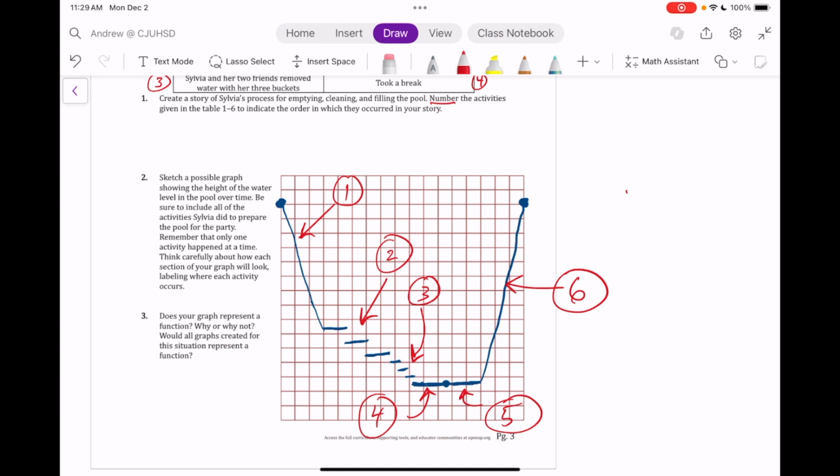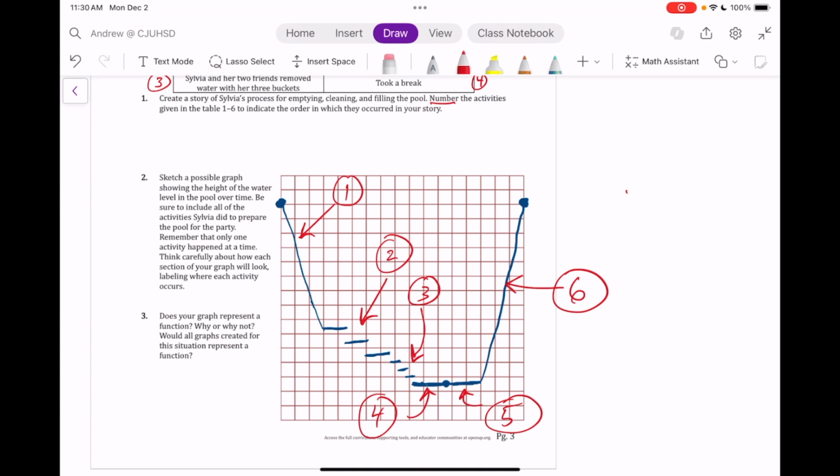You see the places where the graph is discrete or continuous? Yeah, when she was using the buckets, when her friends were helping her with the buckets, it was discrete. And where she had the hose on or where she had the pump on, it was continuous.